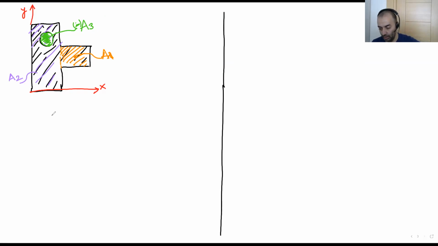Okay. If you do this, use the same table and calculate the total area. Now, any questions regarding this shape or anything else?